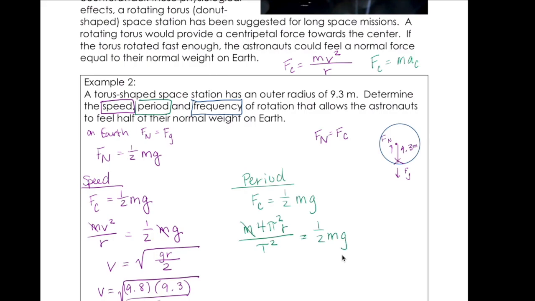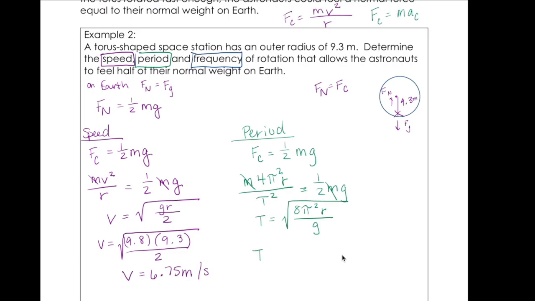Okay, once again, mass is going to cancel out, and then when I rearrange this problem to solve for T, I get that T equals the square root of 8 pi squared r divided by g. Okay, where g is the gravitational constant here on Earth, and then r is our radius. So plugging in our information, the radius is 9.3 divided by 9.8. I get that my period was 8.66 seconds. Okay, so that's the time it takes to make one rotation.